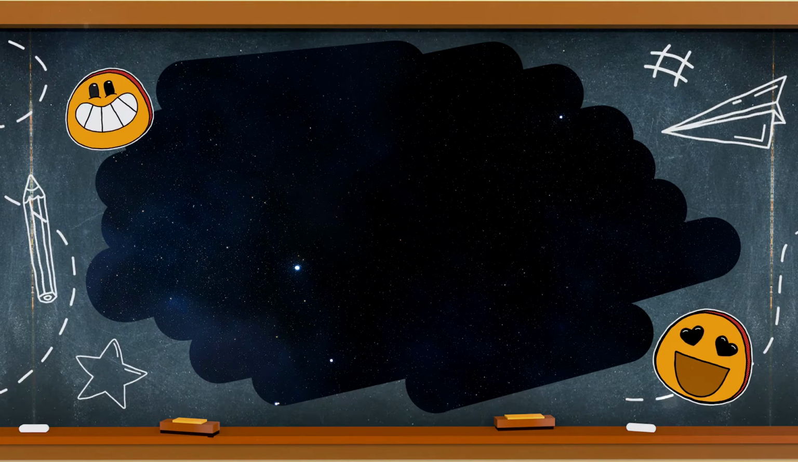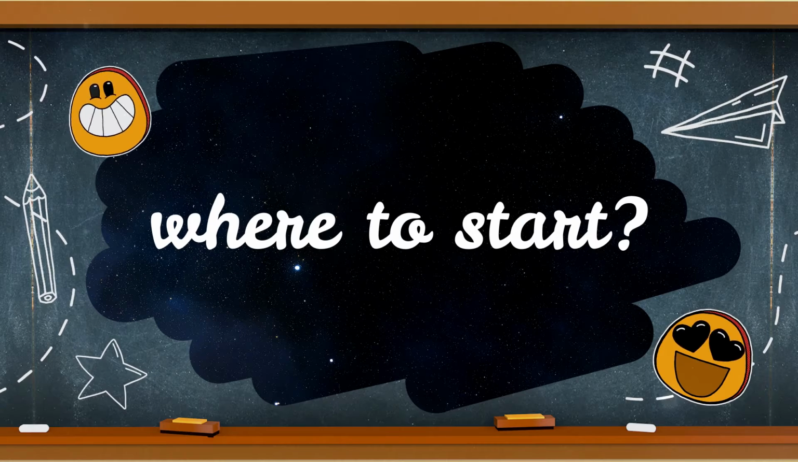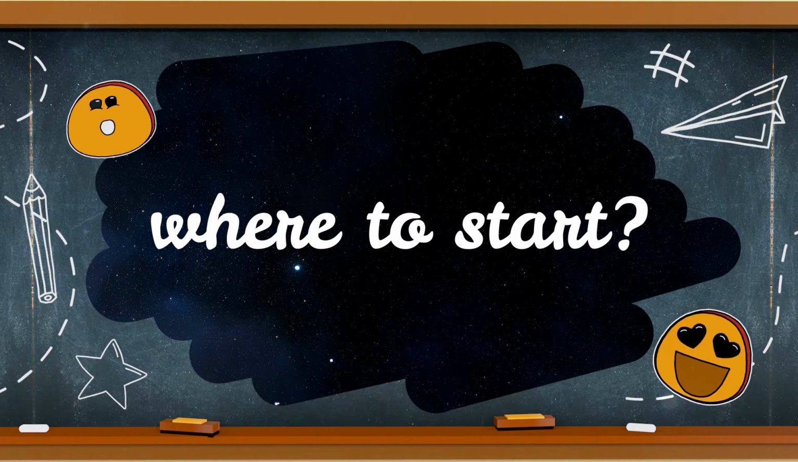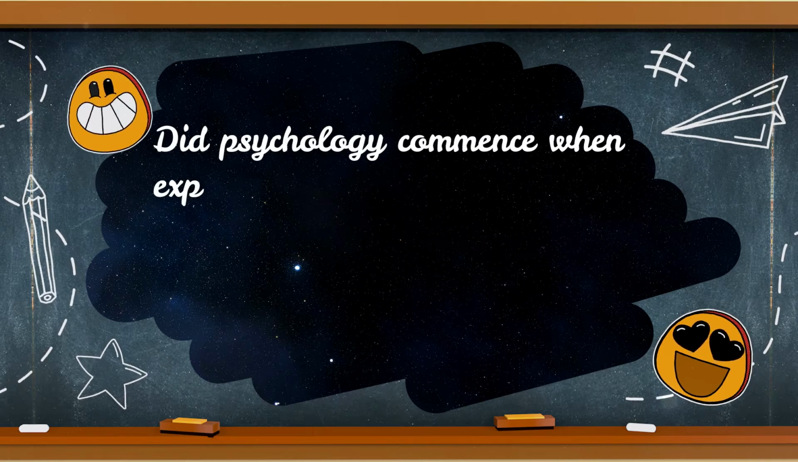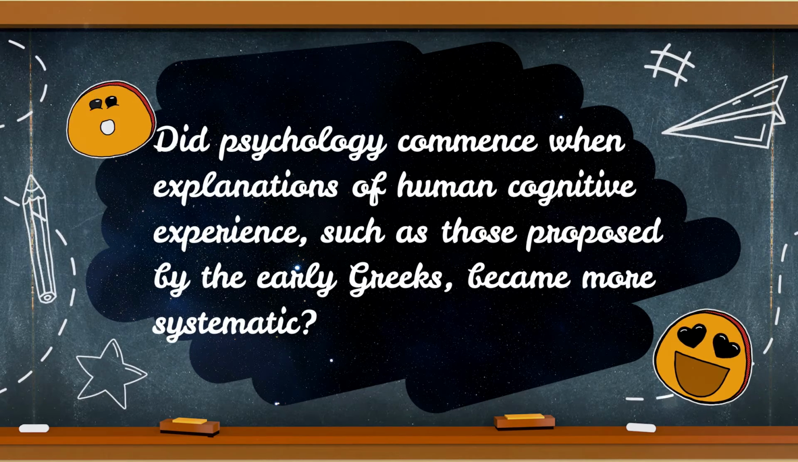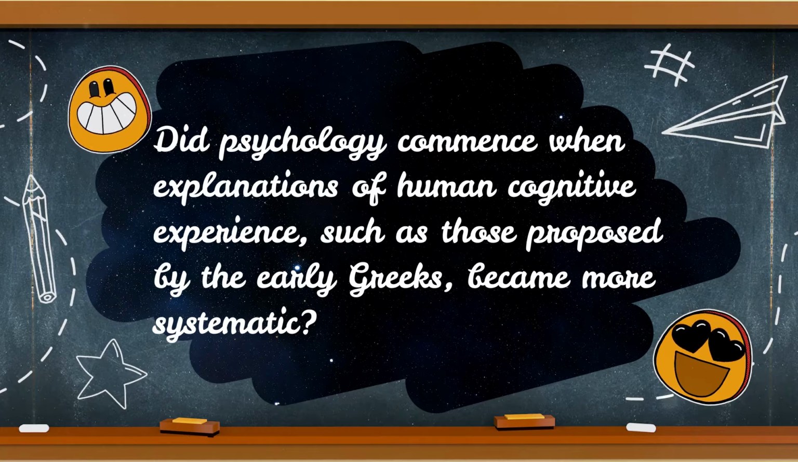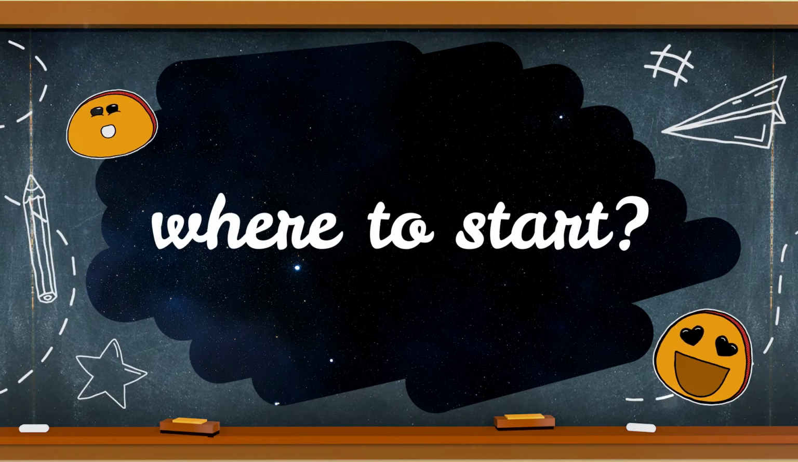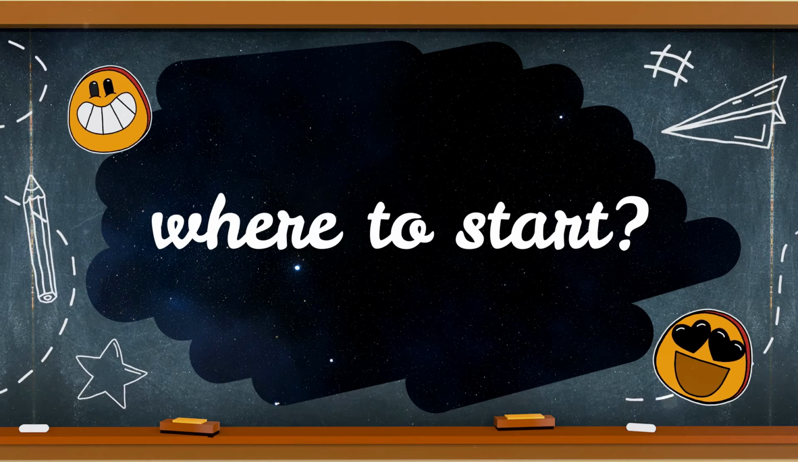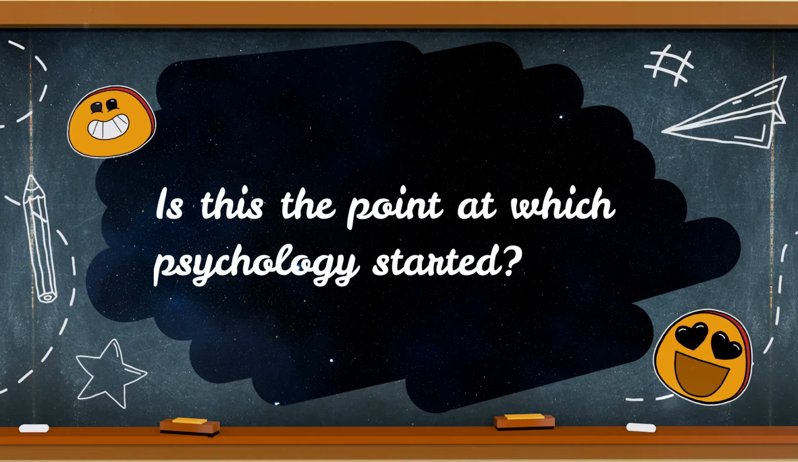The problem is where to start. Literally, psychology means the study of the psyche, or mind, and this study is as old as the human species. The ancients, for example, attempted to account for dreams, mental illness, emotions, and fantasies. Was this psychology, or did psychology commence when explanations of human cognitive experience, such as those proposed by the early Greeks, became more systematic? Plato and Aristotle, for example, created elaborate theories that attempted to account for such processes as memory, perception, and learning. Is this the point at which psychology started?